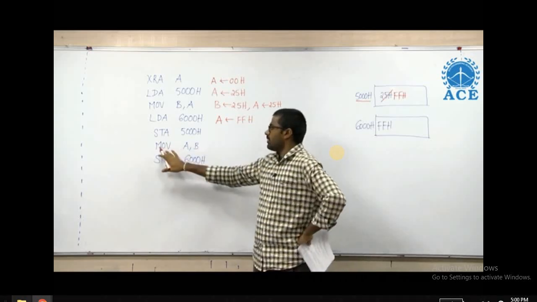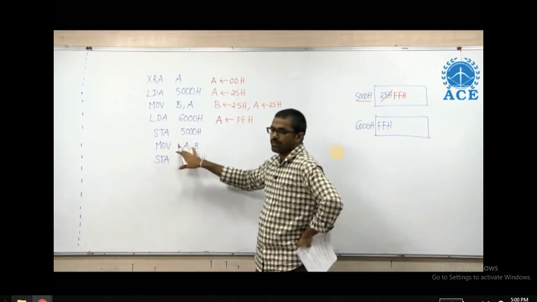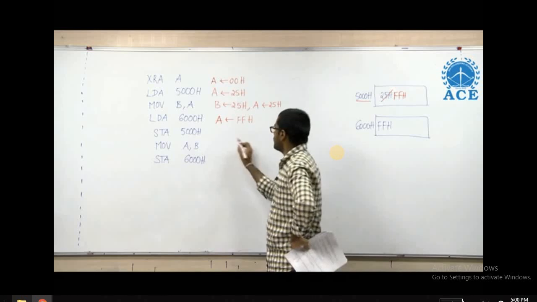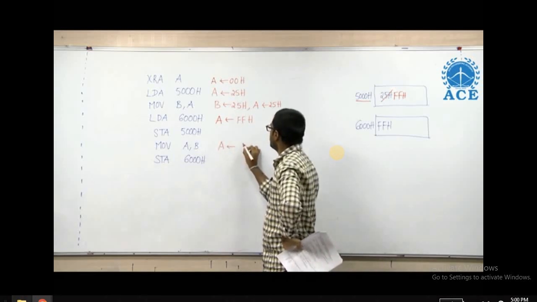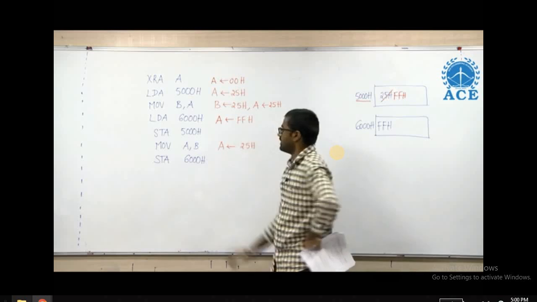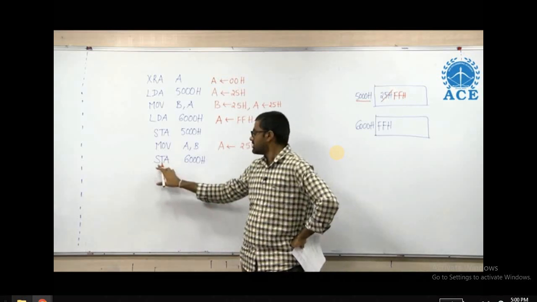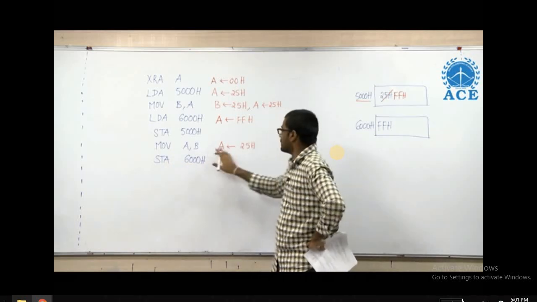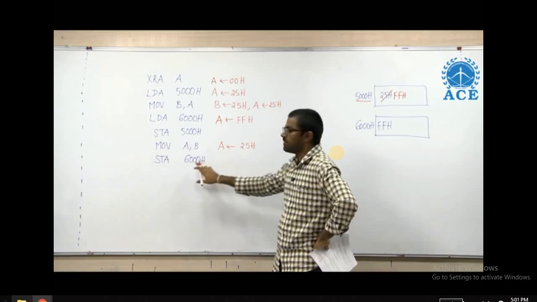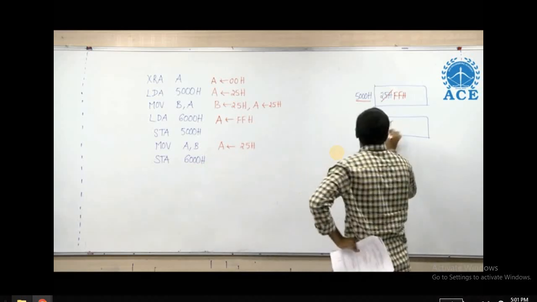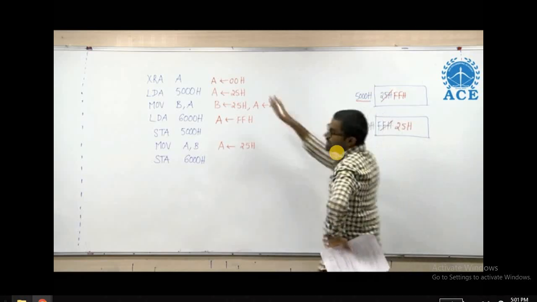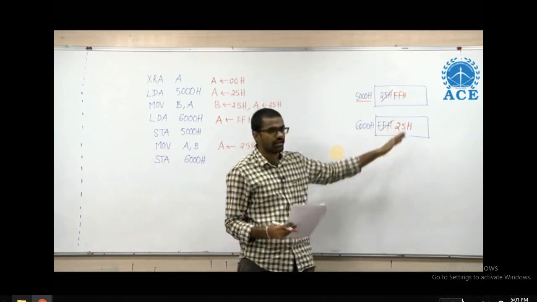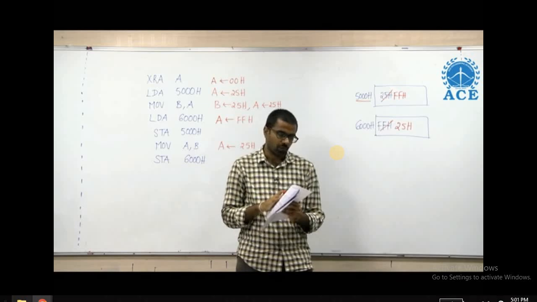Now again move the contents of B into the accumulator. The contents of B is 25H, so after the execution of this instruction, A will be loaded with 25H. Again, this instruction says to store whatever the contents are there in the accumulator into the 6000 memory location. So A has 25H, so in the memory location 6000, 25H will be loaded. So after executing this set of instructions, our 5000 location has FFH and the 6000 location has 25H. So it's option A.